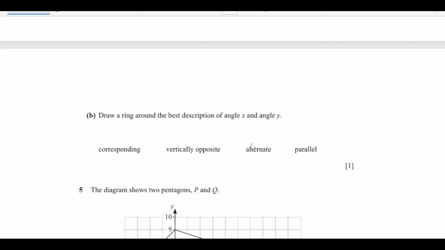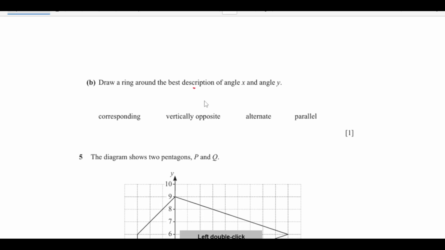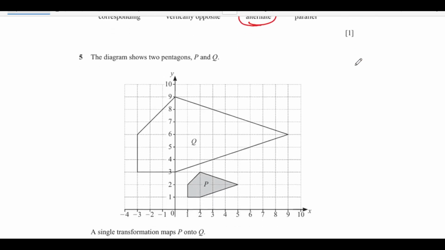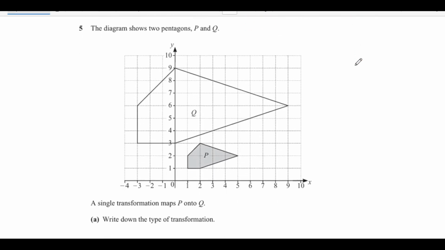Draw a ring around the best description of angles x and y. x and y, they are alternate angles, right? It is like this. So this angle on the other side, these lines are parallel, so they are alternate angles.